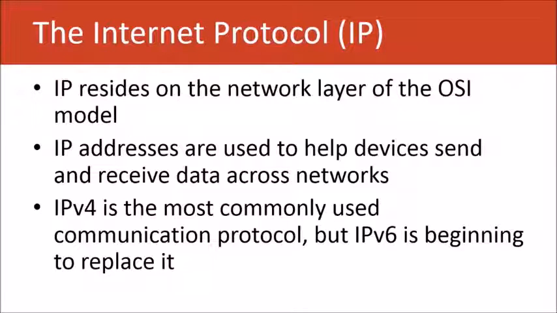The Internet Protocol resides on the network layer. Recall that from our detailing of the OSI model. IP addresses are used to help devices send and receive data across networks. Remember that they are very much like our mailing addresses. If you mail something to your mom, or you mail something to a friend, it's the same way computers communicate. They use addresses in order to make sure that information goes to its intended destination. IPv4 currently is the most commonly used communication protocol, but IPv6 is starting to replace it, and it's already being used more widely everywhere.